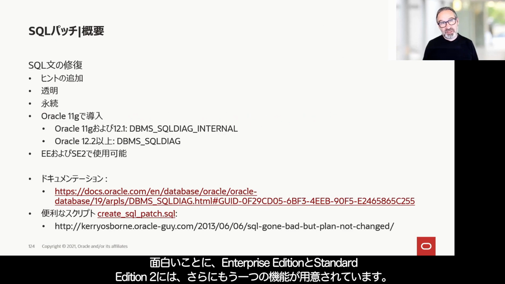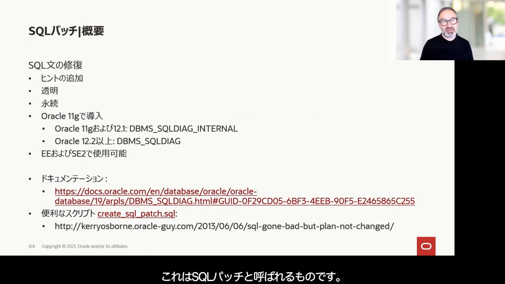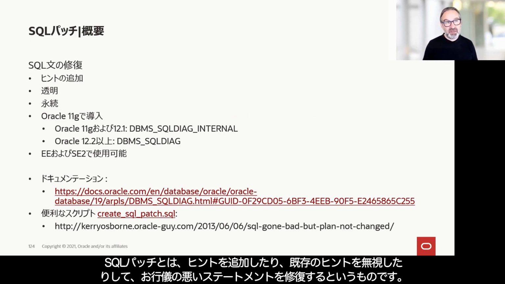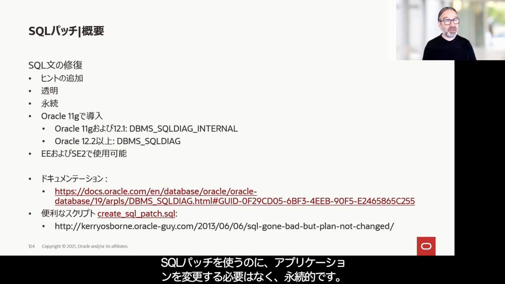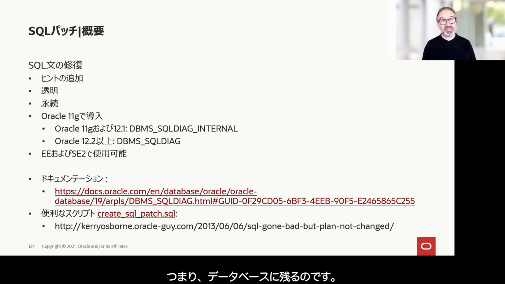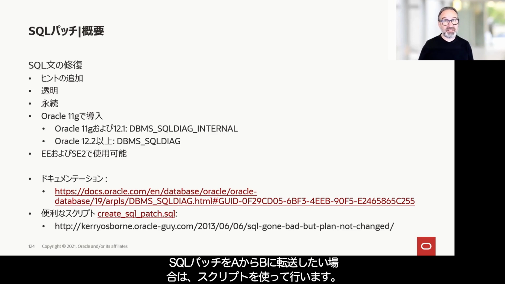There's one additional feature, which interestingly enough is available on Enterprise and Standard Edition too, and this is called SQL Patch. So the idea of SQL Patch is that we repair a misbehaving statement by adding hints or ignoring existing hints. And this is all in a procedure. So this is fully transparent, no application change required if you use SQL Patch. It's persistent, so it stays in the database, and if you want to transport a SQL patch from A to B, you do this with a script.